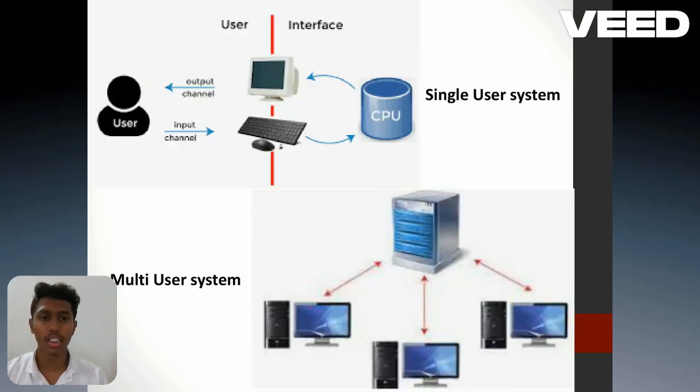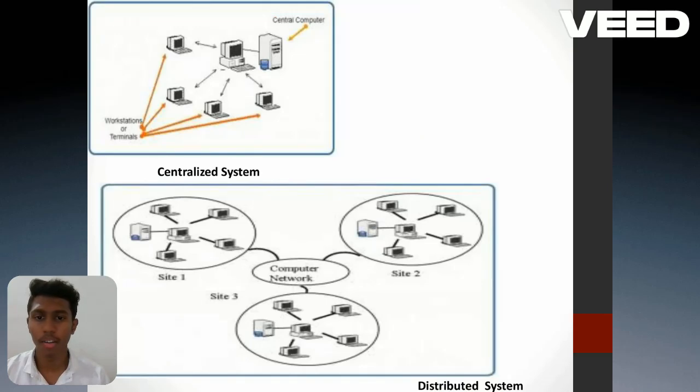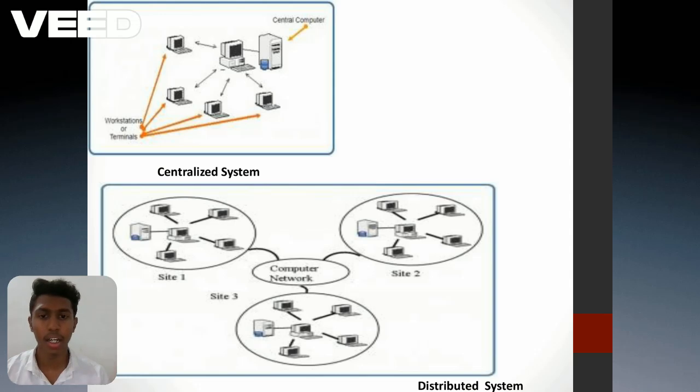This is the diagram of a single-user system as well as a multi-user system. There is one CPU. These are the two diagrams of a centralized system and a distributed system. In a centralized system, there is only one central computer, whereas in a distributed system, each centralized system contains a computer, and the network of these centralized systems is called a distributed system.